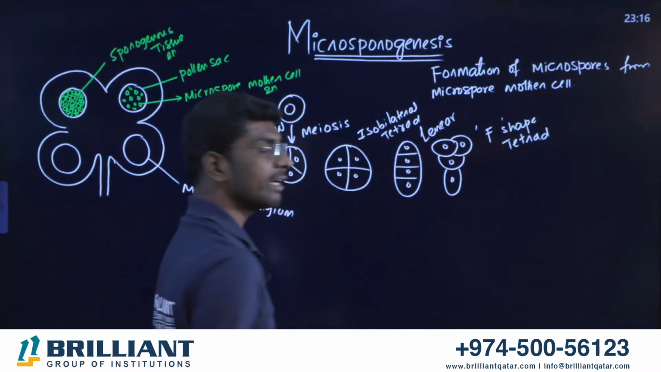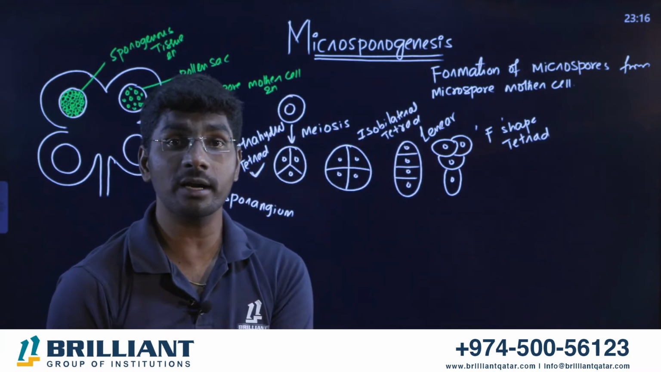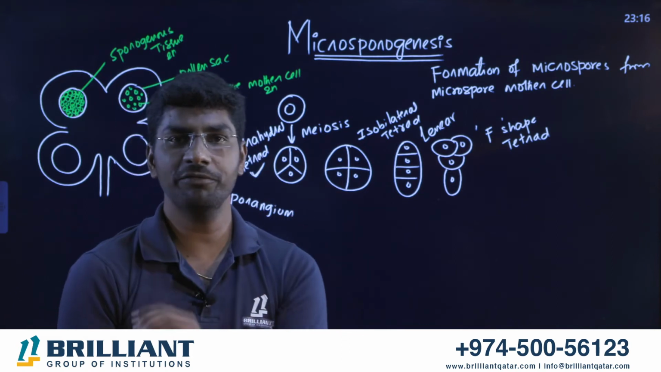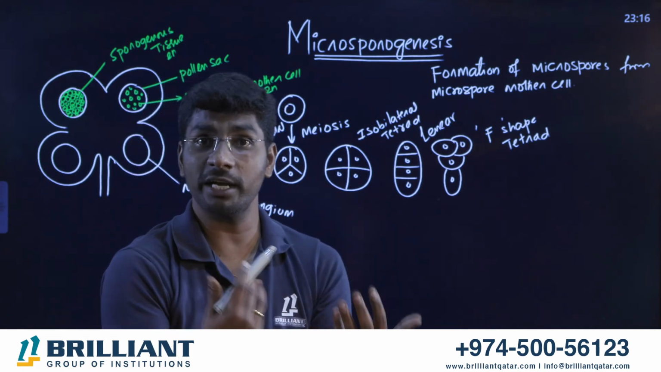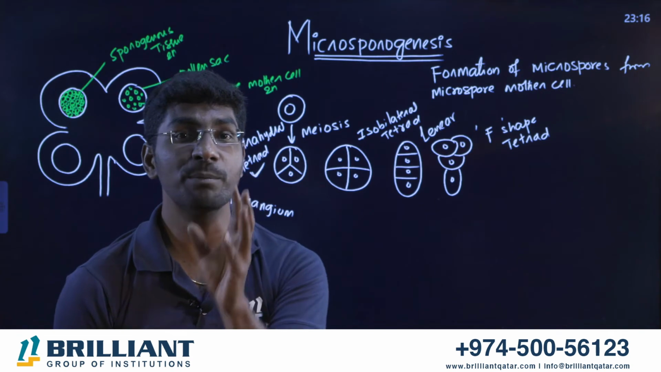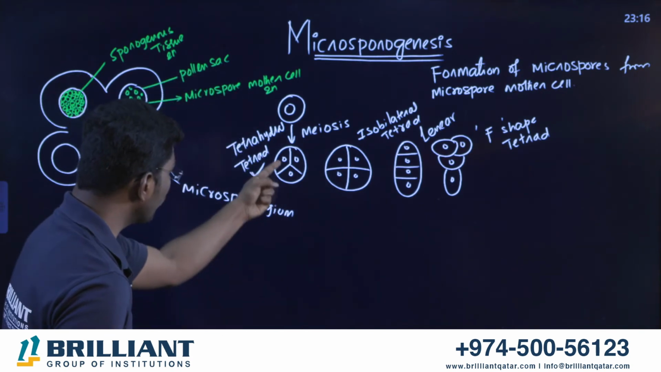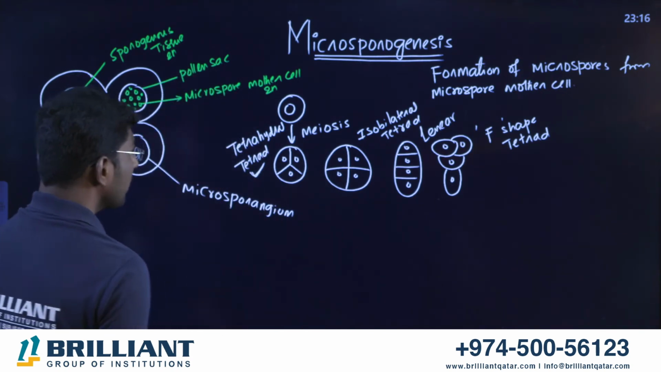So how many different types of microspore tetrads can form in angiosperms? Four different types of microspore tetrads can form. But which is the most common one? This is the most common one. Fine. Look at here.